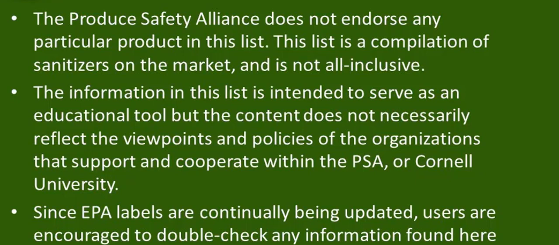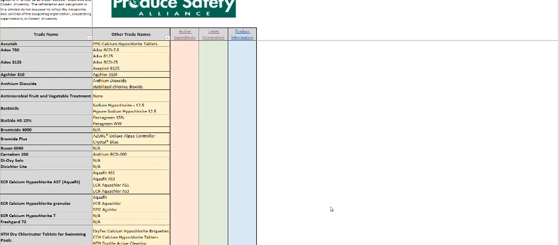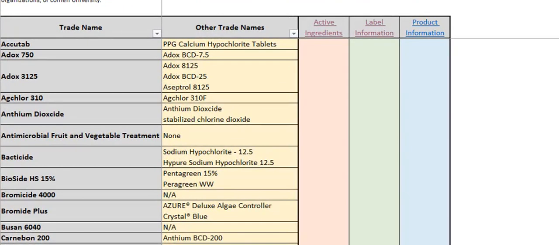Additionally, the information on this list is intended to serve as an educational tool, but the content does not necessarily reflect the viewpoints and policies of the organizations that support and cooperate within the PSA or Cornell University. And lastly, since EPA labels are continually being updated, users are encouraged to double-check any information found here against the product's EPA label. The PSA sanitizer list is a compilation of EPA-labeled sanitizers labeled for fruit and vegetable washing.